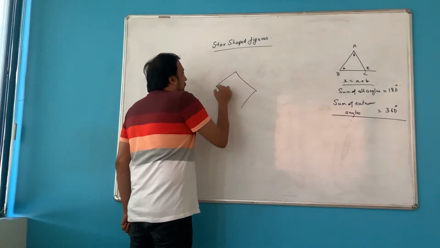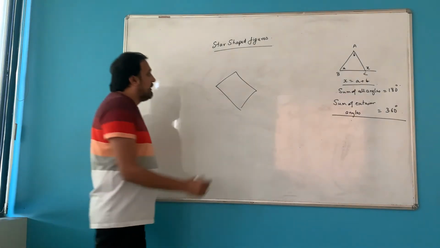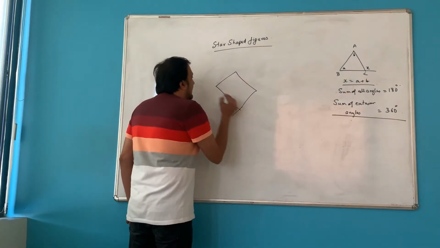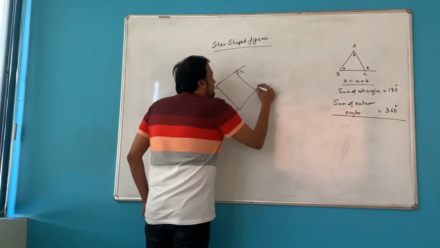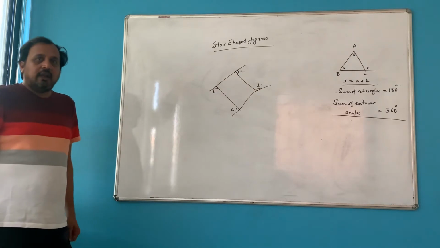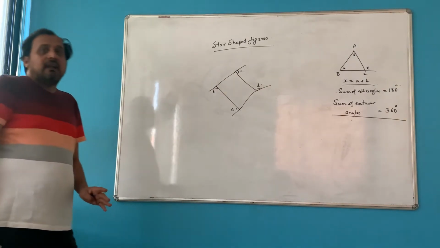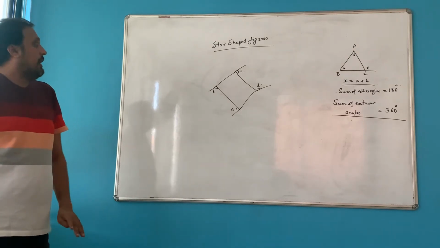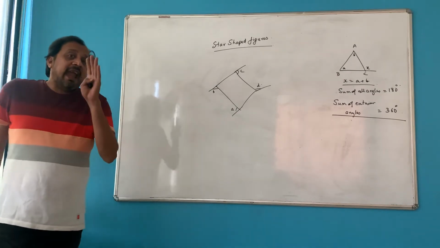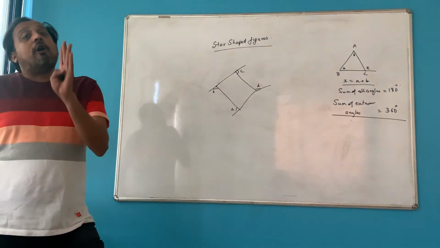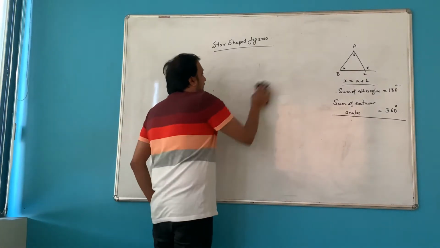A quadrilateral is essentially a four-sided figure. So when we say the sum of exterior angles is equal to 360 degrees, we essentially mean these four angles. That is what we mean here. So the sum of n exterior angles of an n-sided polygon would be equal to 360 degrees.